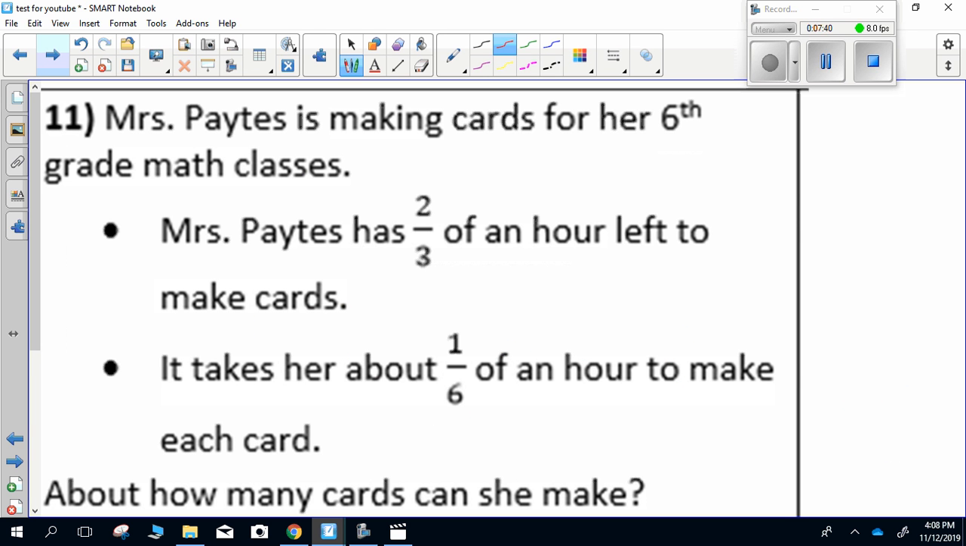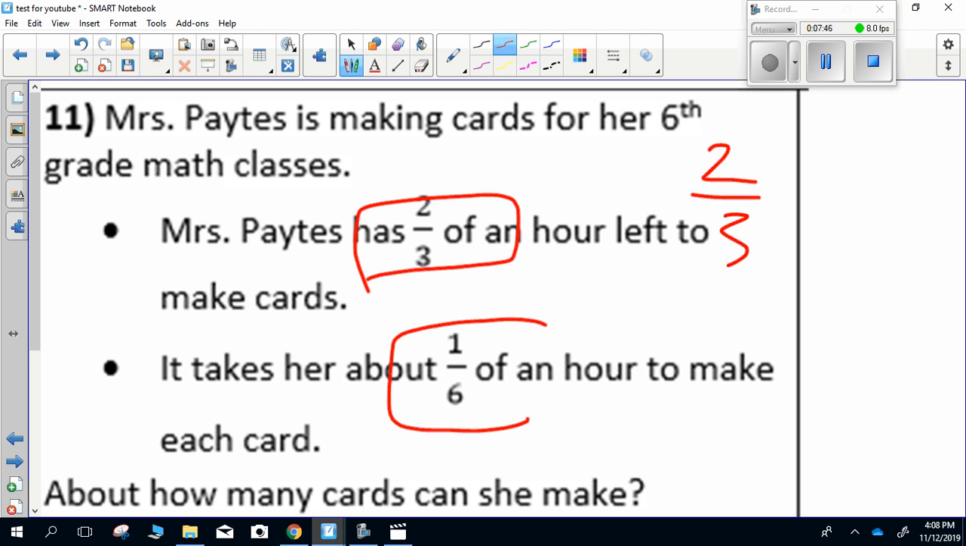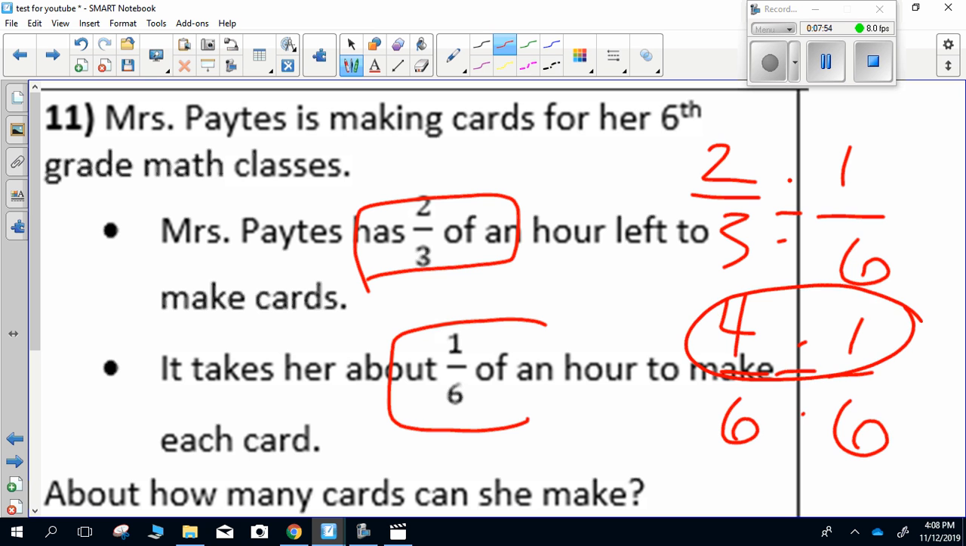All right, so I'm taking my time and dividing it up. So it's 2/3 divided by 1/6. This is 4/6 divided by 1/6. So my answer is 4.